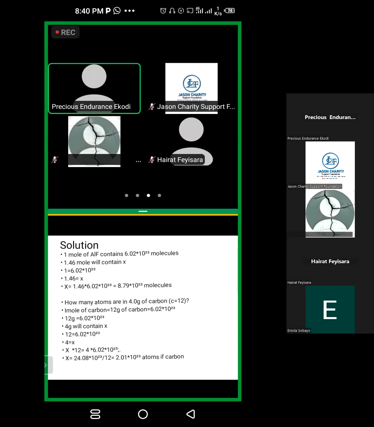Say, for example, this one of carbon here. Instead of just using 1 mole of carbon, we now bring in the atomic mass, which is 12 grams of carbon, because the atomic mass of carbon is 12. So we have 12 grams equals 6.02, and equating that with 4 grams, which is what we are looking for, we have our final answer to be 2.01 times 10 raised to the power 23. Please, let's take note of the difference there.